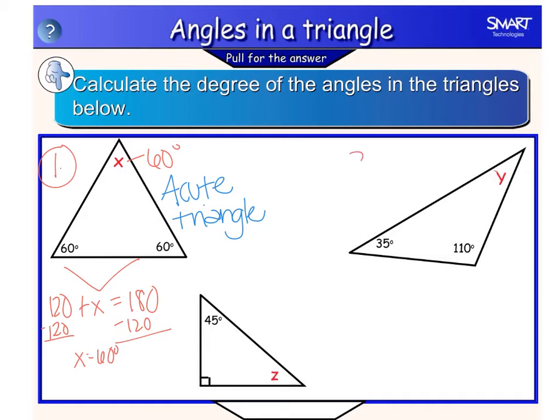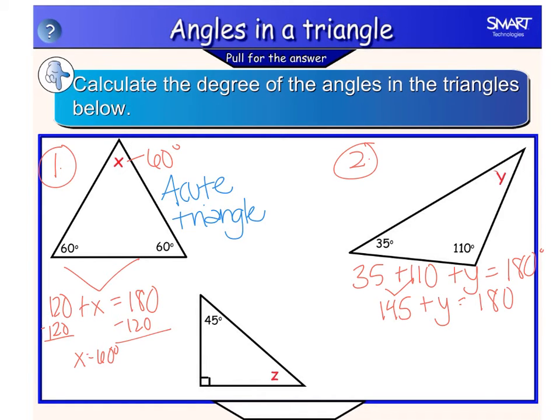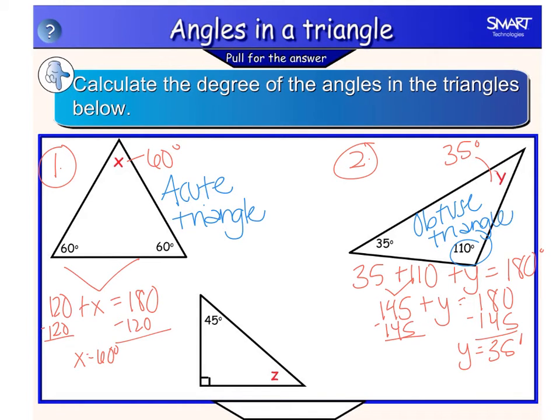Let's move to the top right-hand corner. We'll call that 2. I have a 35-degree angle plus a 110-degree angle plus angle y. Together, all three must equal 180 degrees. So let's combine our like terms here. We have 145 plus y equals 180. We can subtract 145 from each side, and we find out that y equals 35 degrees. If I was asked to name this triangle, I would call this an obtuse triangle. And the reason is it has one angle that is greater than 90 degrees.